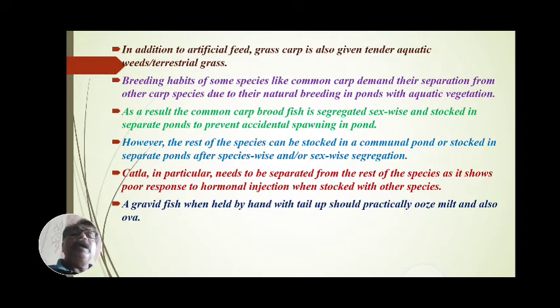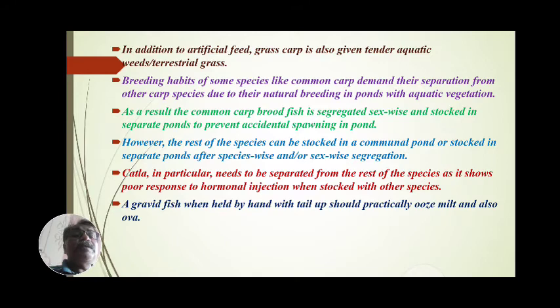In addition to artificial feed, grass carp is also given tender aquatic weeds or terrestrial grass, and these tender aquatic weeds or terrestrial grass are to be supplied to these grass carp or to these fishes.